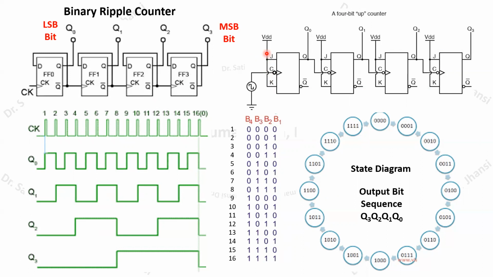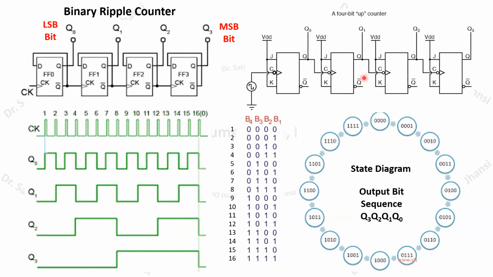It means that when J and K are connected to 1, and let us suppose the present output is Q equals 0, then when the next clock pulse arrives at this JK flip-flop, the output will be complemented. That means if it is initially 0, it will become 1. Then at the next clock pulse, this 1 will be complemented again and the output will become 0. That way it will work. You have to remember, it acts in toggle mode.